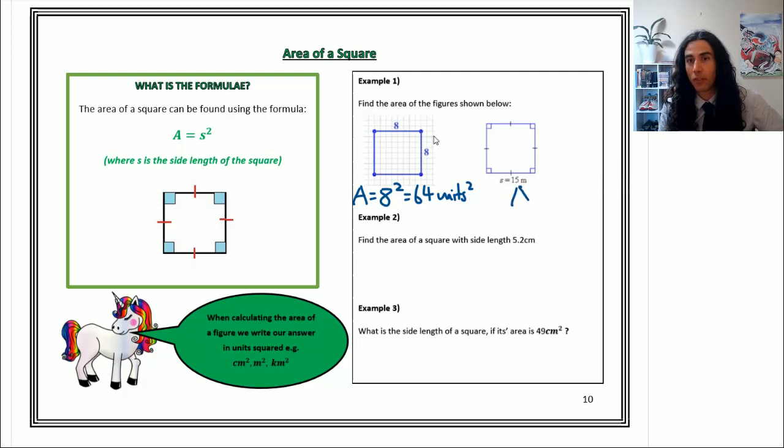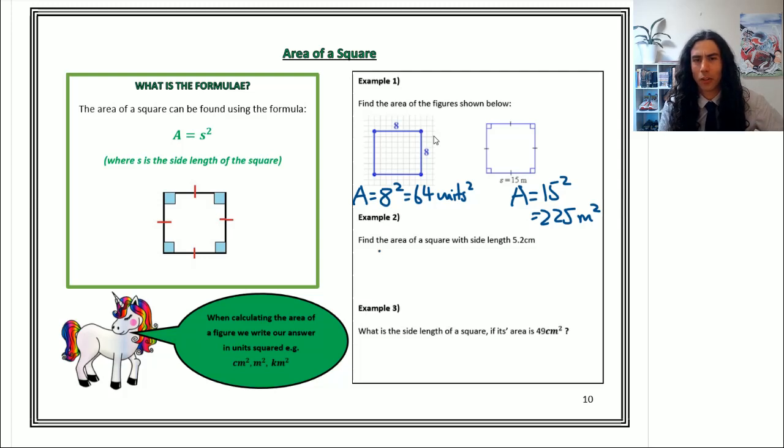Side length is 15. So what do you do? You square it. 15 squared. Calculator will give that to you to be 225. This time we do have units. It's meters squared. So that's how you find the area of a square. That's our first exercise.